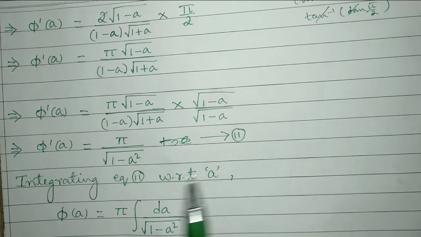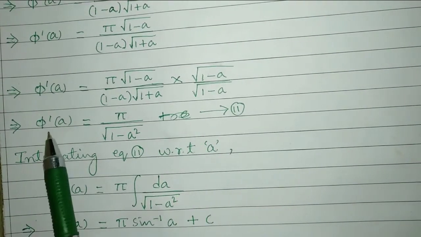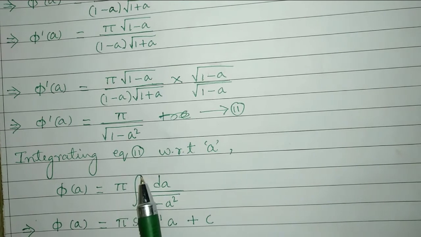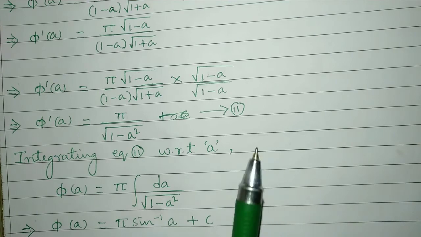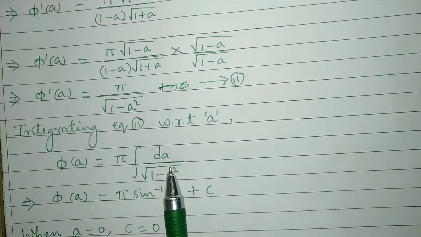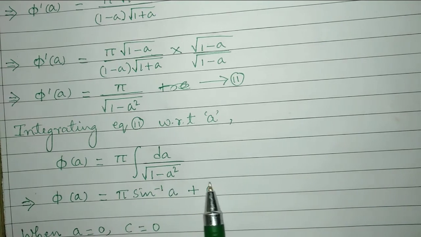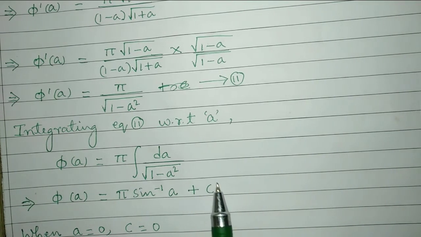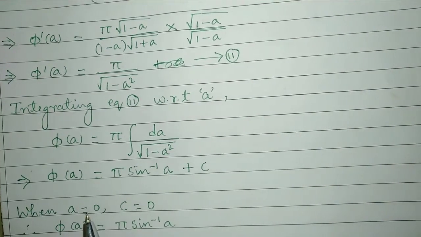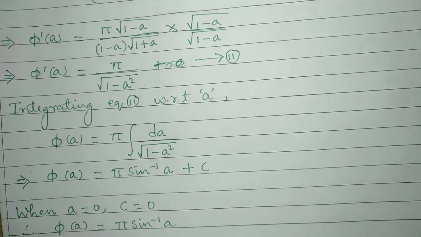Now you have to integrate equation 2 with respect to a. Once you integrate, you get phi of a equals pi times the integral of da over root over (1 minus a square). What is the integration of da over root over (1 minus a square)? It is pi sine inverse a plus an integration constant. Now the next step is to find the value of c. Look here, put a equal to 0, and c is equal to 0. How? Just have a look here.